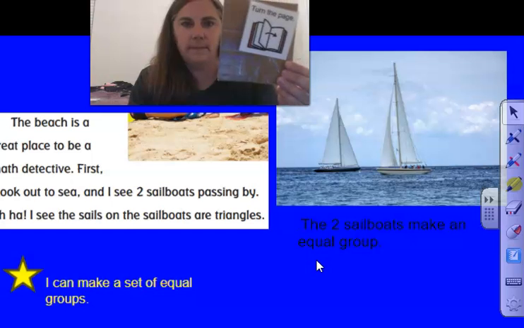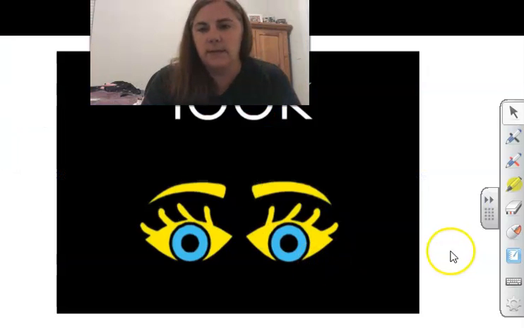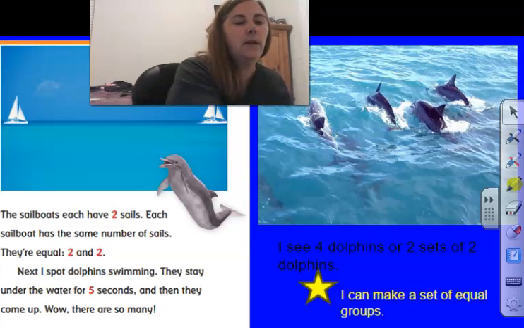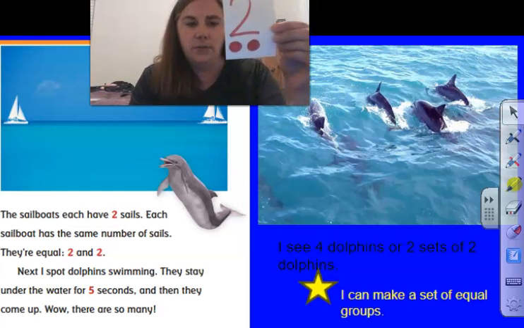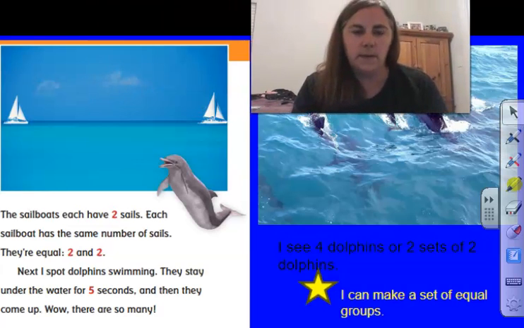Now it's time to turn our page. So we have to look and see what's going to happen next. There's our core word. The sailboats each have 2 sails. Each sailboat has the same number of sails. They're equal. They each have 2 sails.